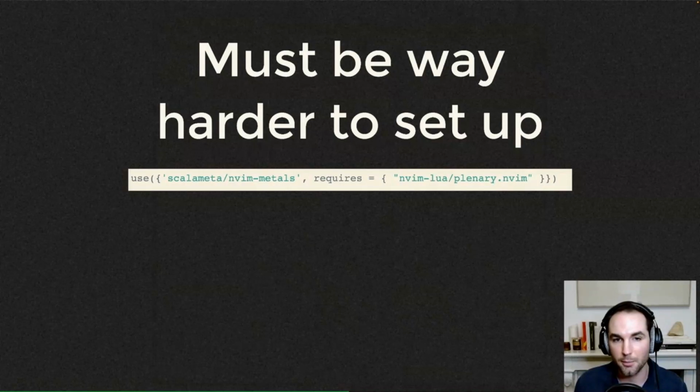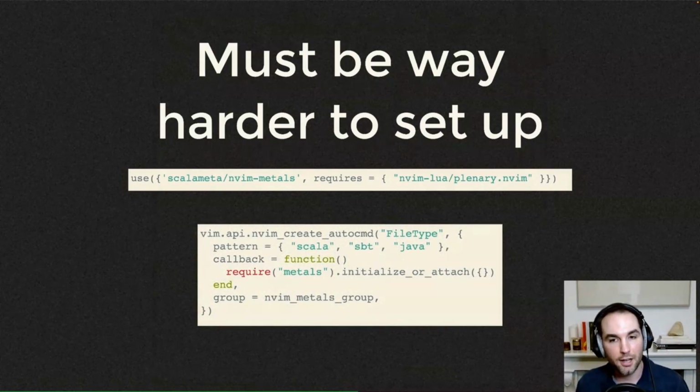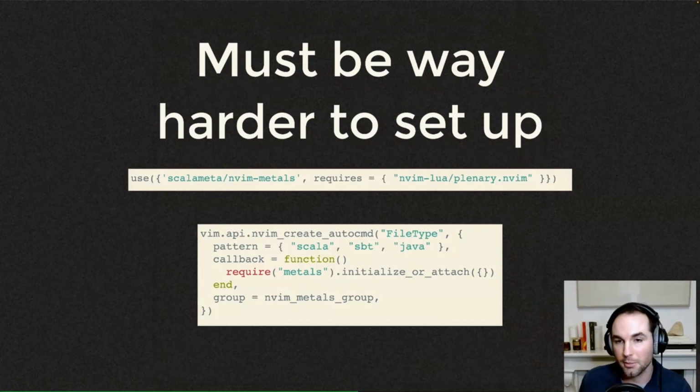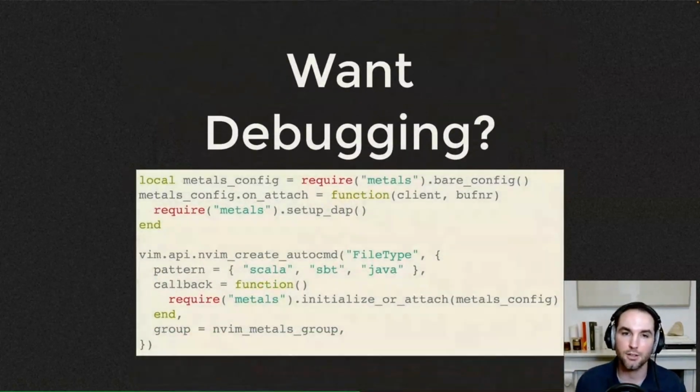You just use Scala Meta Neovim Metals. It requires plenary, so then we use that as a dependency as well. And then you create a file type auto command that can get started on Scala, SBT, Java. Java is sort of optional because we have very limited Java support compared to something like Neovim JDTLS. And then we have an initialize or attach function that gets started. And that's it. Like that's how you'd get started. So it's really not that different.